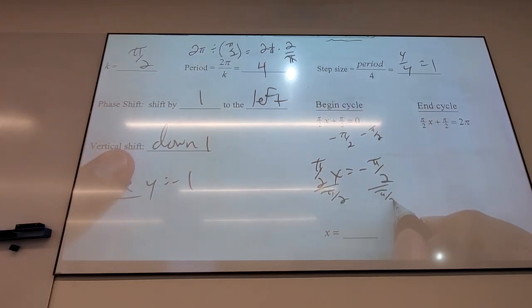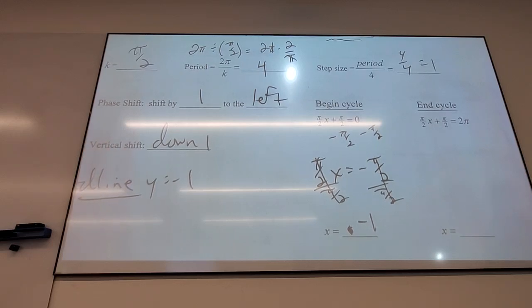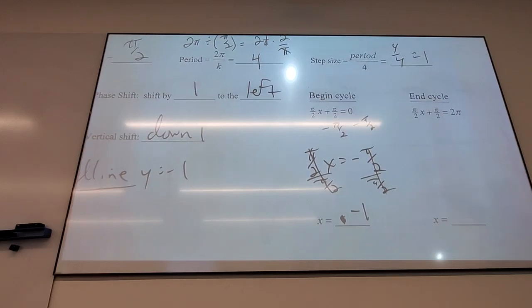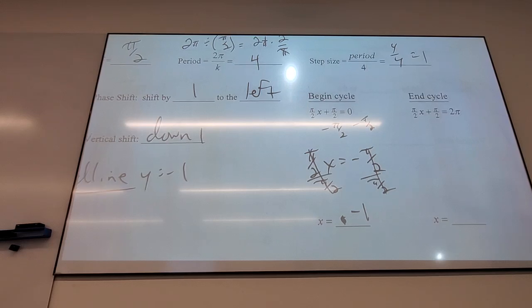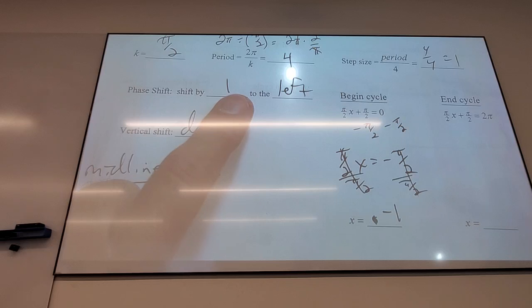I don't even care that it's fractions and fractions because they just cancel and I'm left with x equal to -1. Okay. So now I'm going to start at -1. Why does that make sense? Because I used to start at 0, and what was the phase shift? Left 1. So that matches up.